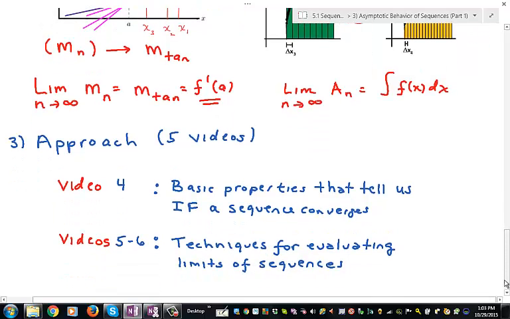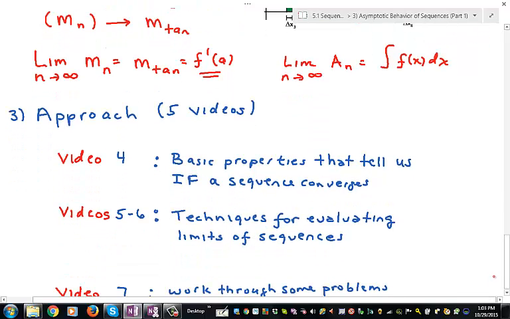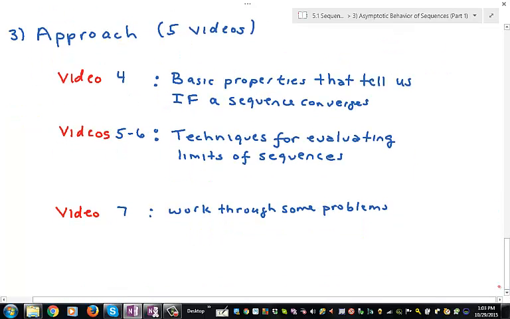Now, let me just outline very briefly how we want to study this, because it's a kind of long topic. We're going to go through this by looking at 5 different videos. This is the first video where we're basically just introducing the notion of asymptotic behavior and what it means. The 4th video is going to talk about some basic properties that tell us if a sequence converges. In a sense, that's the most important question. The next 2 videos are then going to talk about the techniques we can use to determine the limit of a sequence once we know it converges. And then finally, in the last video, I'm going to work through some commonly occurring problems that are going to illustrate different aspects that you need to know regarding sequence convergence. So stay tuned.